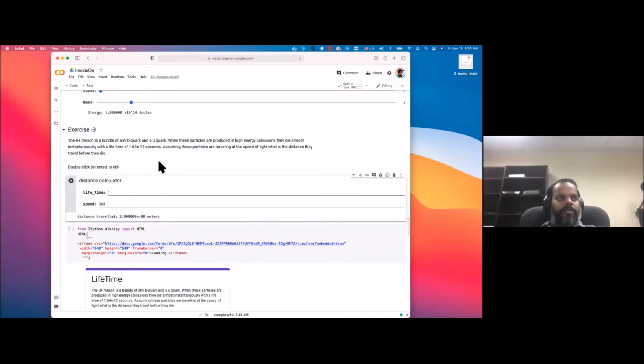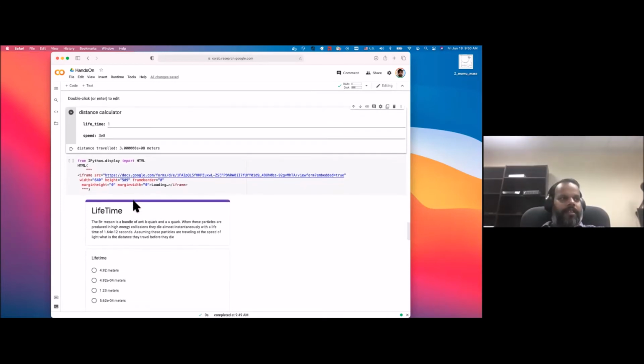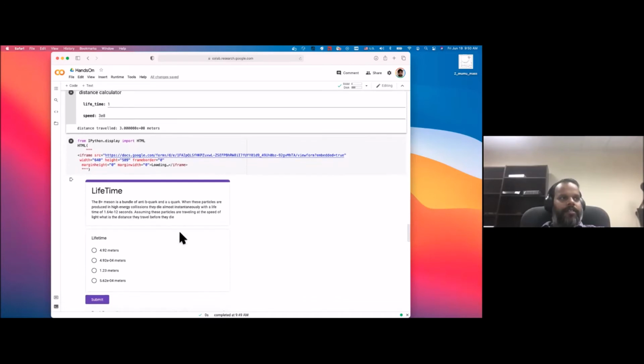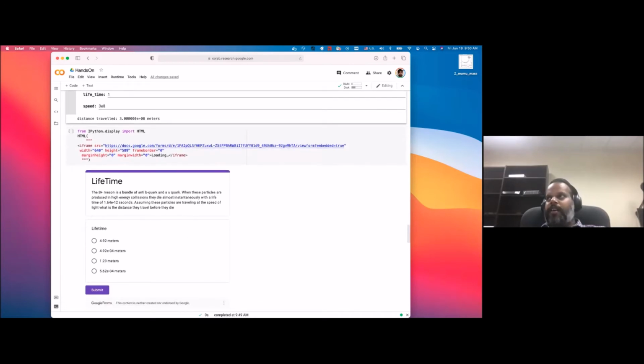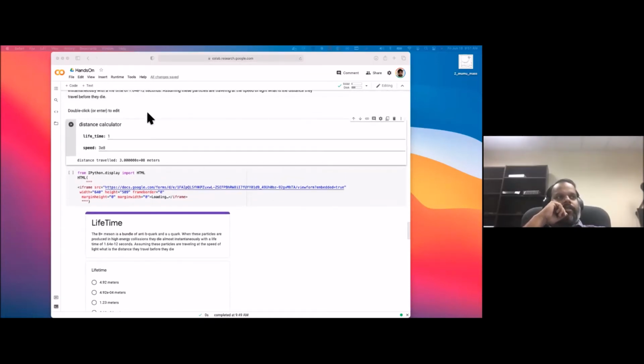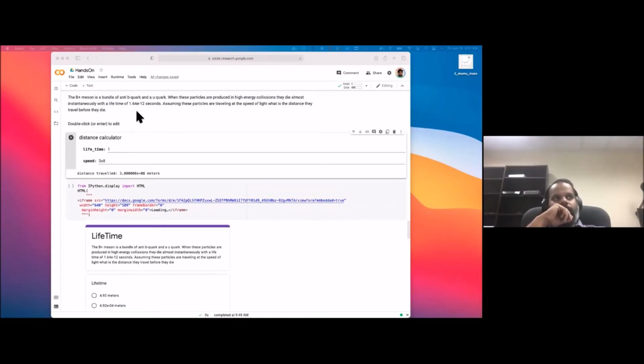Now, what I want to do is that I have given you the lifetime of the B plus meson. I want you to calculate the distance traveled by the B plus meson before it dies. Okay, can you do that? So this is the exercise. Yeah, so all that you have to do is, 1.64 × 10⁻¹² is the lifetime of this particle. Then just find what is this product. You just insert that number here.